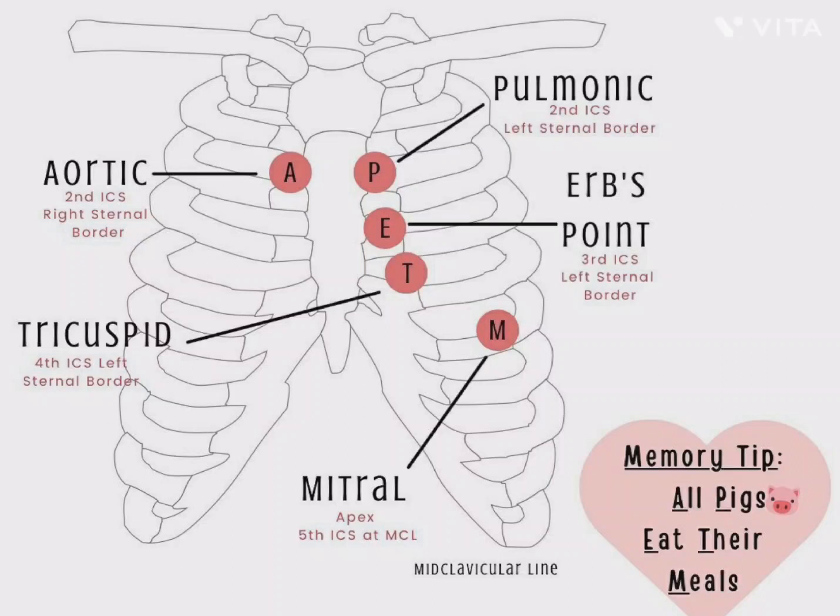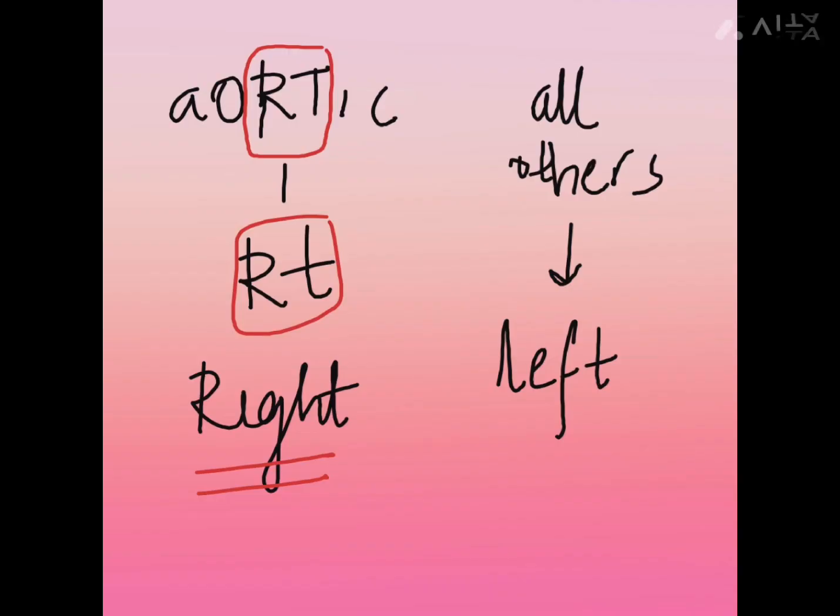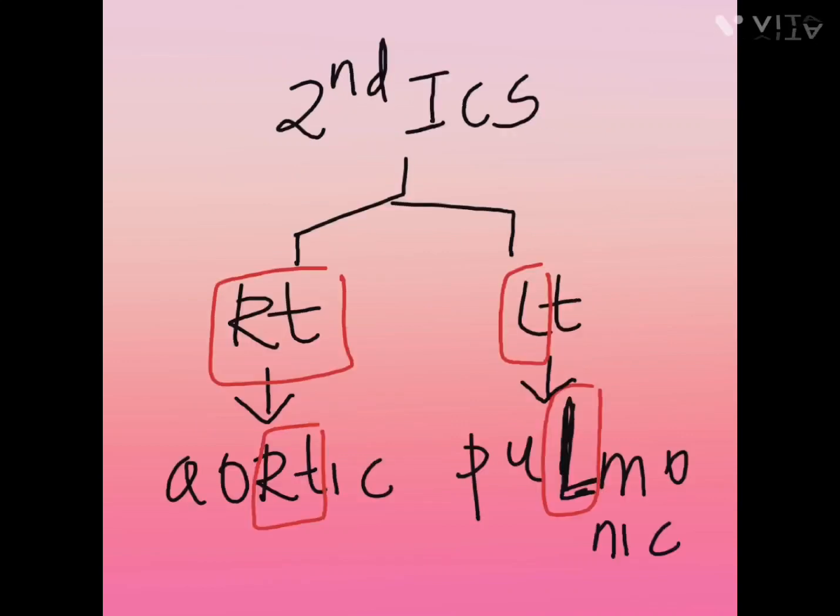Cardiac auscultation points. So the memory tip here is "All Pigs Eat Their Meals", APETM in that order. So here, in order to remember, aortic is the only one on the right side, whereas the rest, that is P, E, T and M, are on the left side. So the mnemonic here is aortic has RT in it, so on the right side, whereas all others are on the left side, like pulmonic, mitral, tricuspid.